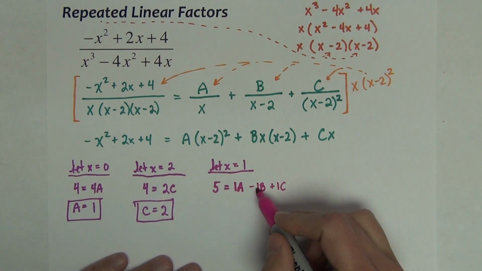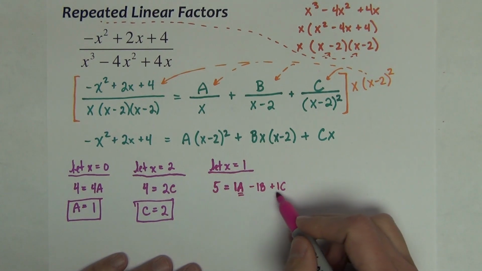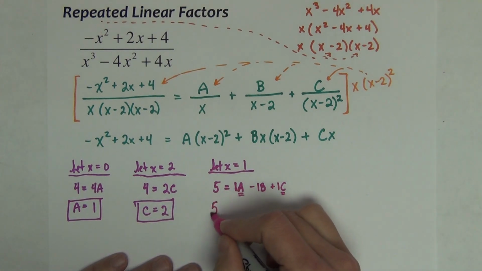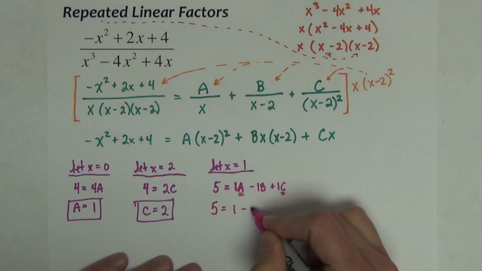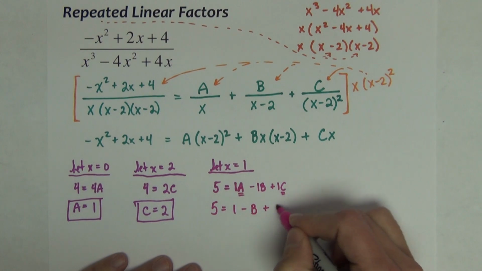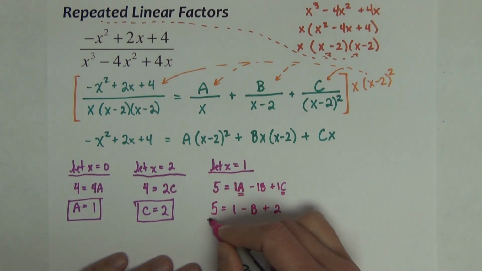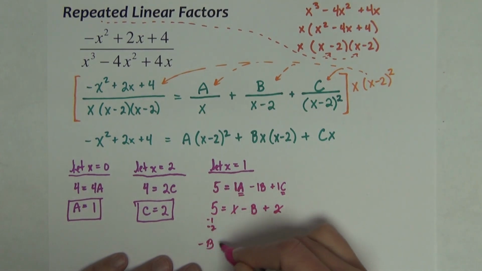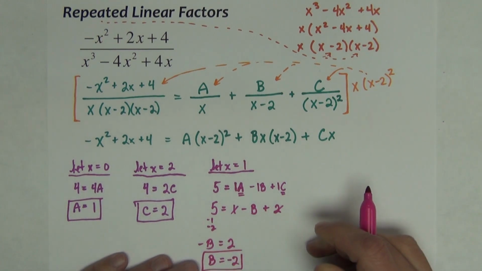Now that's 3 variables, but the a and the c we already know. So I put those in. 5 equals 1 minus b plus 2. The 1 minus the 2, we cancel those out. We get negative b equals 2, so b equals negative 2.